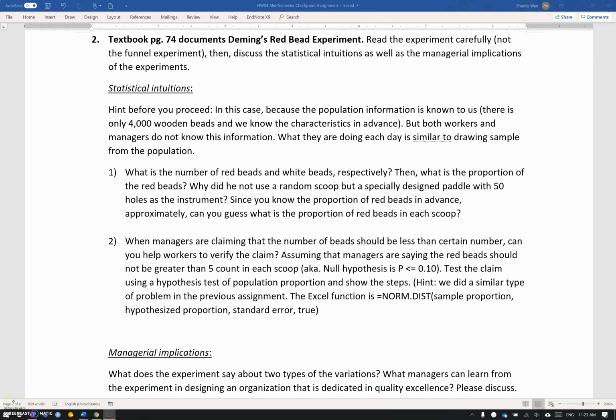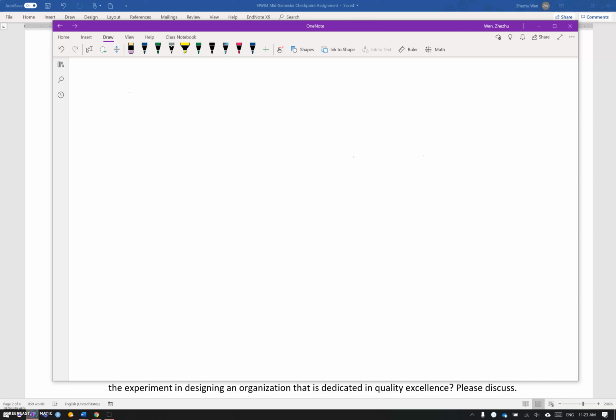Let me offer some insight on the most requested question from your homework number 4. That is the second problem of question number 2. When the manager claims that the proportion is less than 10%, do you have any way to verify the claim? For that, we need to rely on the hypothesis testing technique.